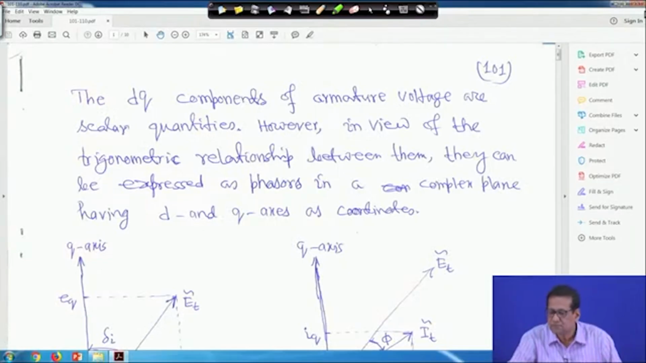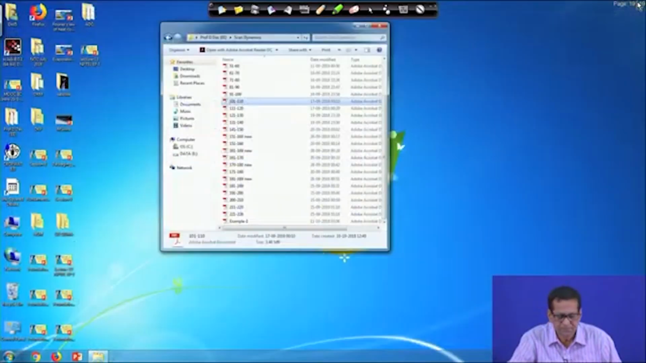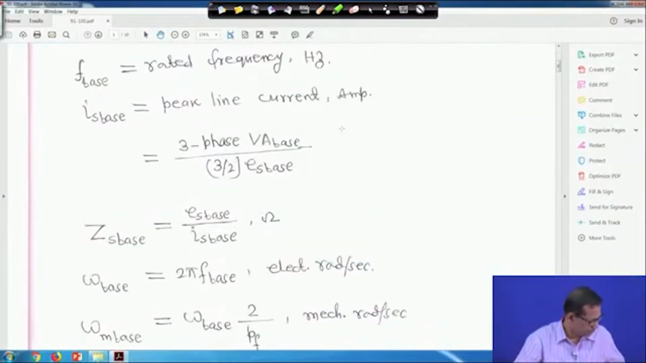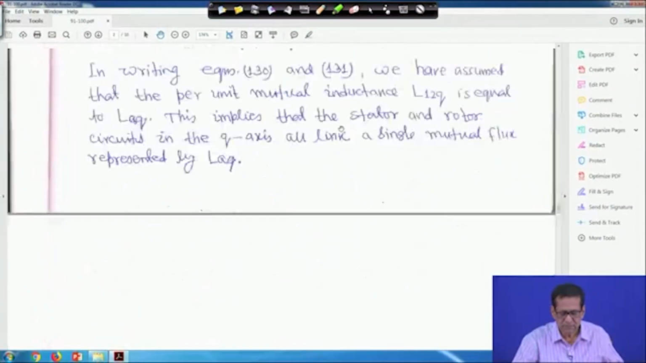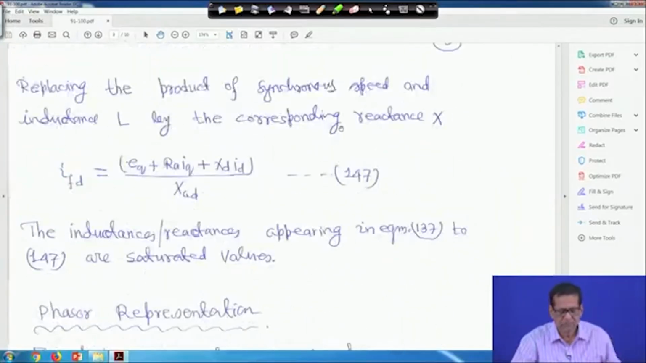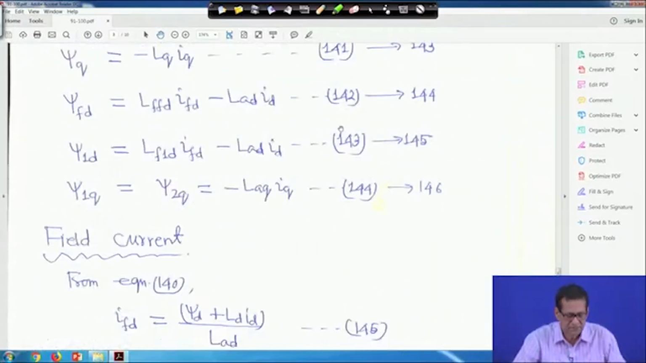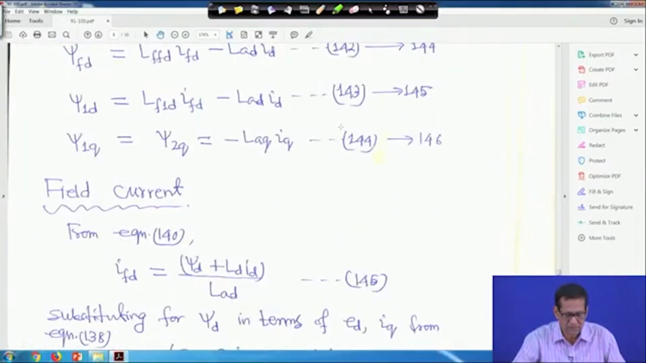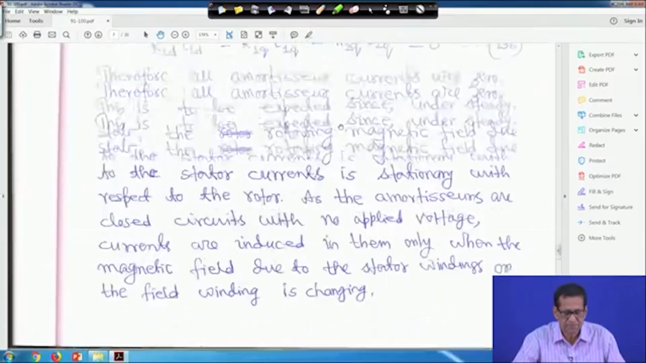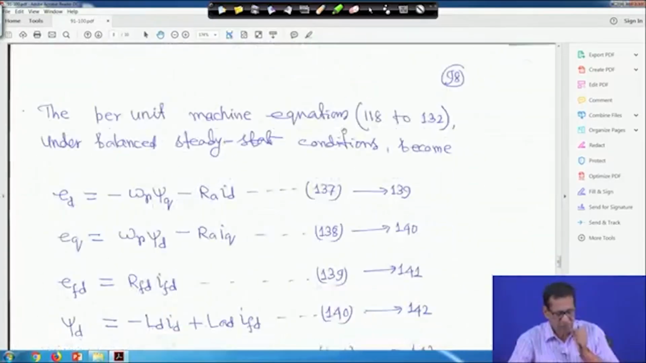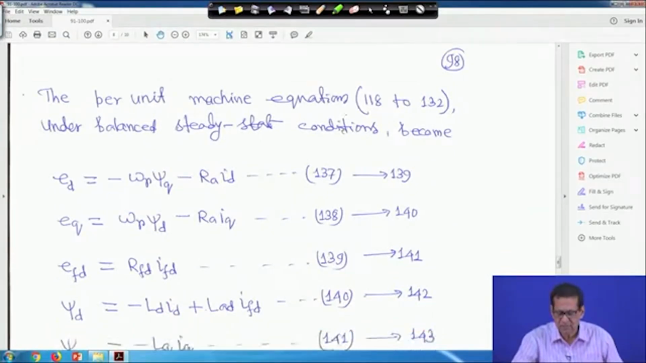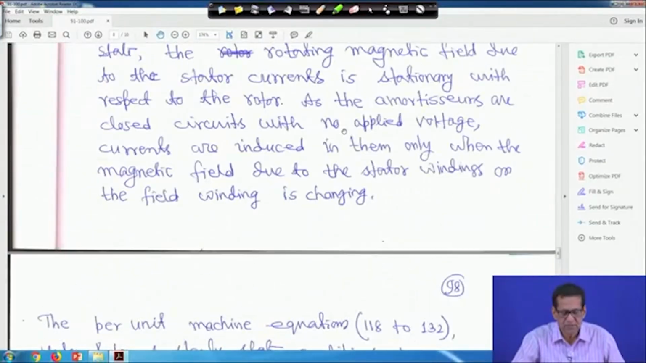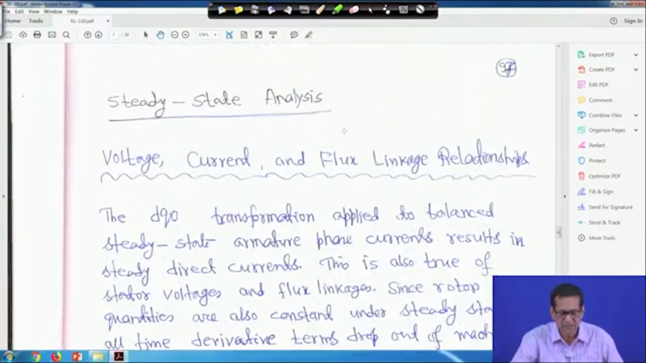So just hold on. So now just hold on. So all these things, for just 1 minute, just hold on, let me go back to a steady state analysis.